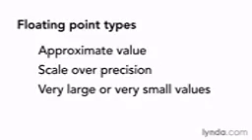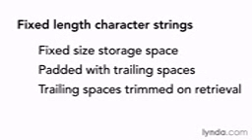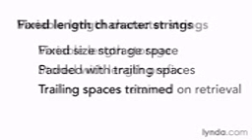Floating point numbers sacrifice precision for scale. They are not completely accurate representations of value. Floating point numbers are used for applications where accuracy is not as important as the ability to represent very large or very small values. Fixed-length character strings are used for strings with a known length, like postal codes and form labels. Fixed-length strings are padded with spaces for storage, and trailing spaces are stripped when the strings are retrieved.